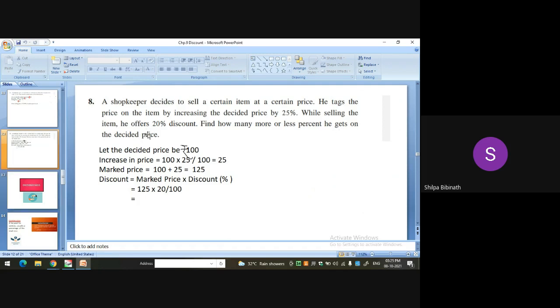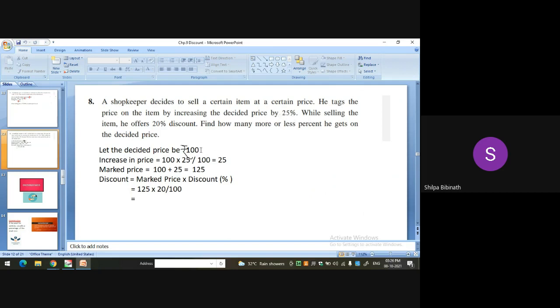So this is the solution you are supposed to write. We'll assume that the decided price be 100. So you have to first write, let the decided price be rupees 100. Then what is the increase in the price? Now it is not 100 rupees. He has decided to increase the price by 25 percentage.